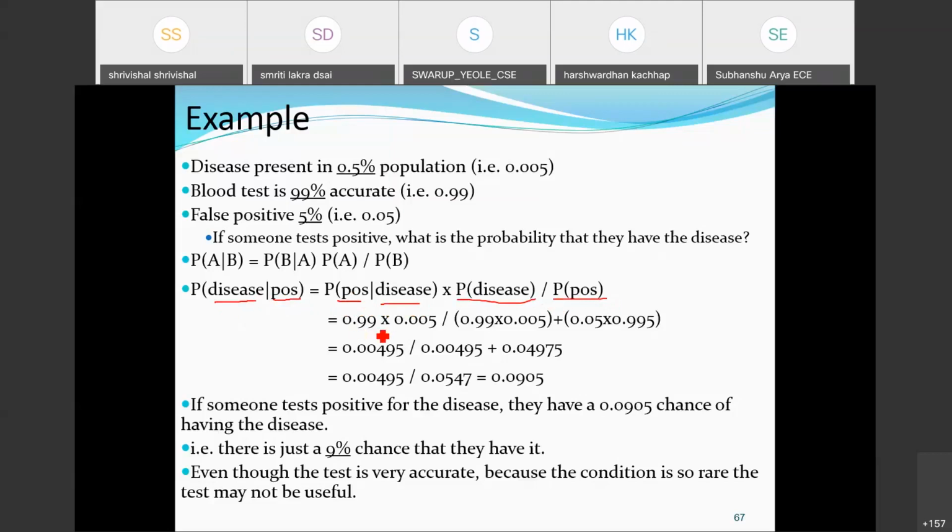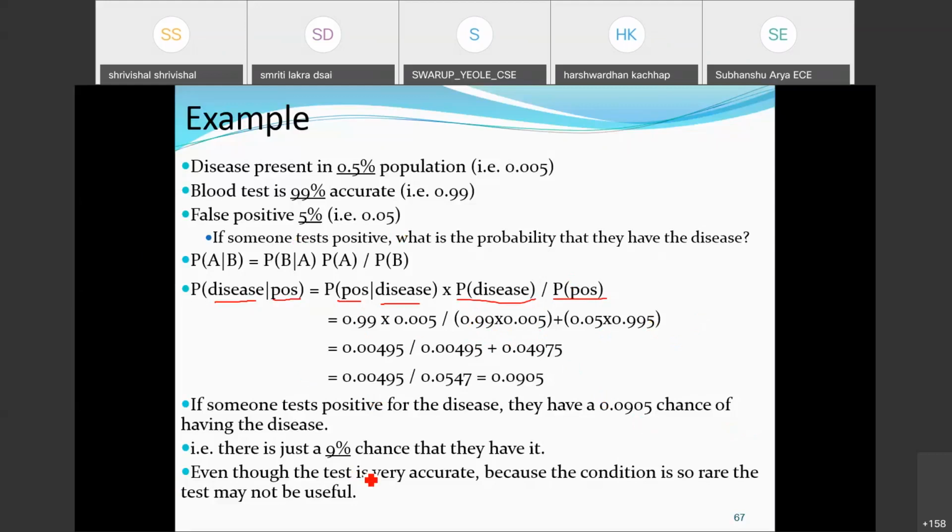So 0.99 into 0.05, divided by the total probability: 0.99 into 0.05, plus 0.05 into 0.995, the false positive aspects. If you solve it, it comes to about 0.0905. There is just a 9% chance they have it. So still, it is a very rare chance of occurrence.